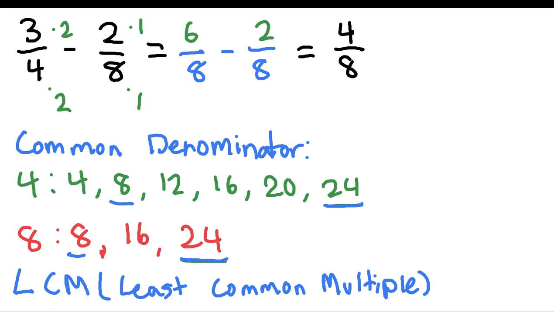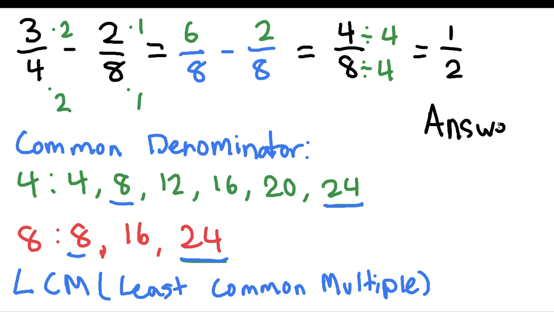Now we subtract. We get 4 over 8. But wait, this isn't simplified. So we need to simplify this, and we can simplify it. We see that 4 goes into 8, and 4 goes into 4 as well. So if we divide both sides by 4, because whatever we do to the numerator, we do to the denominator, 4 divided by 4 is 1, and 8 divided by 4 is 2. So our final answer, and our simplified answer, is 1/2.